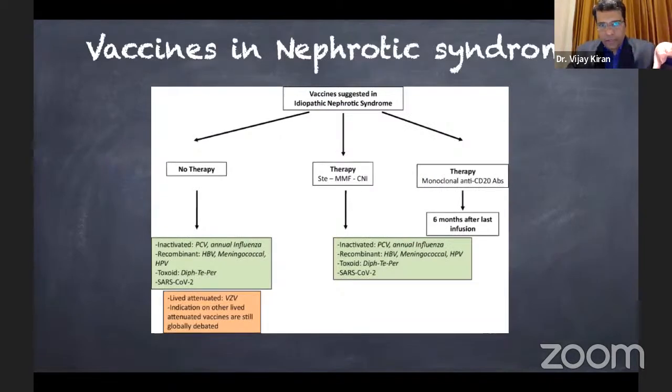So in a case of nephrotic syndrome, a child with nephrotic, what are the vaccines we give? If the child is in remission, the normal vaccination schedule can be given. When the child is in relapse and is on therapy, especially with steroid resistant cases, we have to keep in mind that we do not go ahead with live vaccines, whereas inactivated PCV, annual influenza, recombinant vaccine, the particulate vaccines, HBV, meningococcal, HPV can all be given, even COVID vaccine.